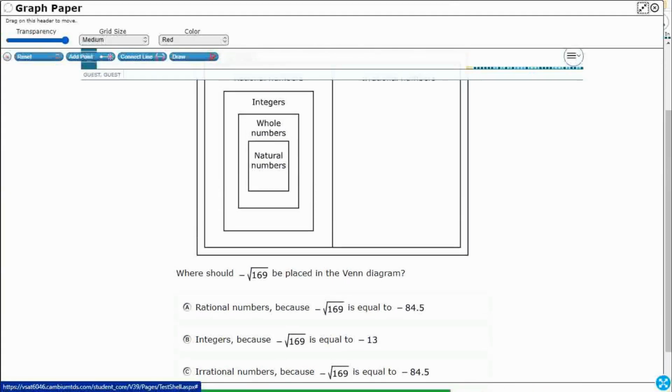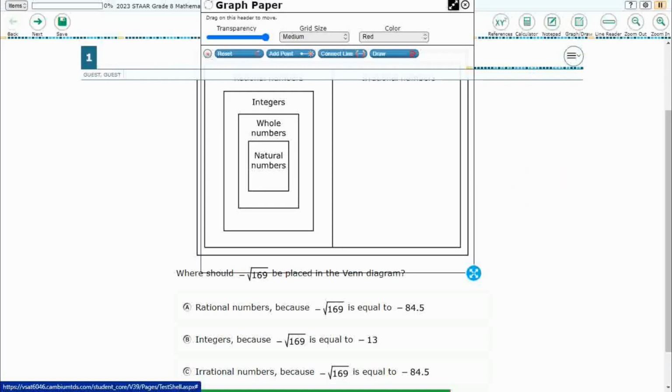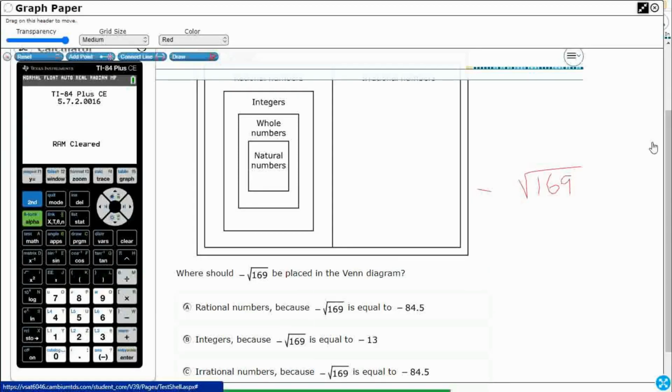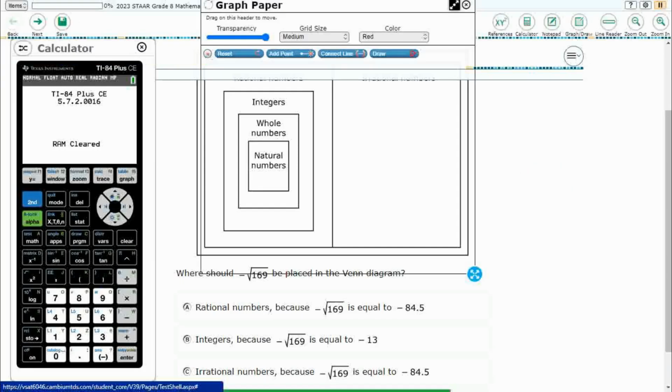So the simplest thing for us to do here is to simplify this negative square root of 169, and honestly, the trick, if you want to call it a trick, is to separate this negative and then the square root of 169. So we're going to deal with those two things separately. If we open up our calculator, we are going to just take the square root of 169. So we're going to hit that second, right? And then we're going to hit that square root, and then 169.